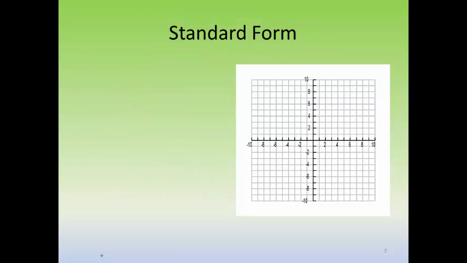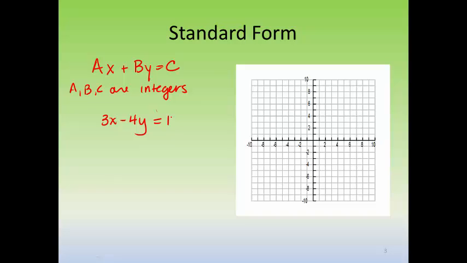The next form of a line is standard form, and our standard form is written ax plus by equals c, where a, b, and c are integers. Okay, so we want to keep a, b, and c as integers. So here's what this would look like. 3x minus 4y equals 12. What we get from here is an easy way to find x and y intercepts. It makes it very simple to find x and y intercepts using standard form.